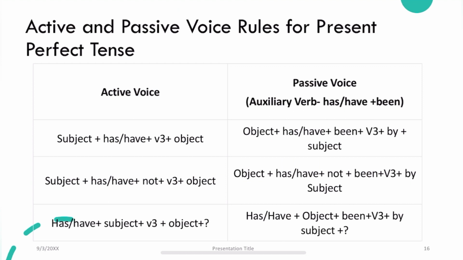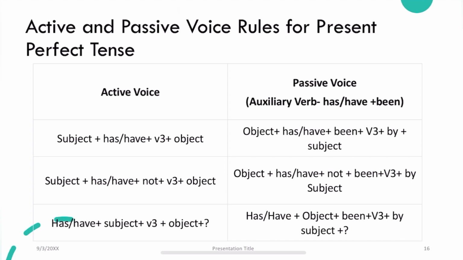Now we are talking about present perfect tense. So the rule that we use in our daily life to make simple sentences in the active voice is subject plus has/have plus third form of the verb and then object. But if we change it into the passive voice, what will be the formation of this sentence? It will be object plus has/have, that is the helping verb of this tense, plus been plus third form of the verb, then by subject.